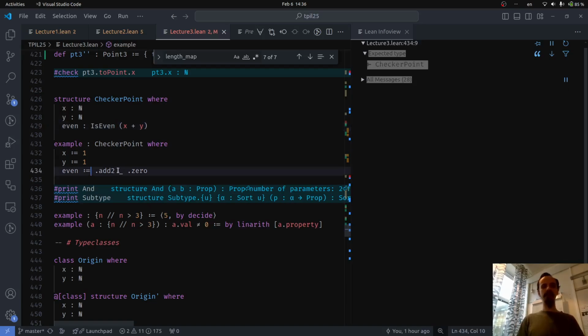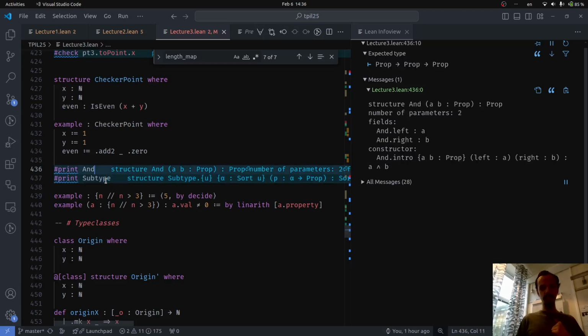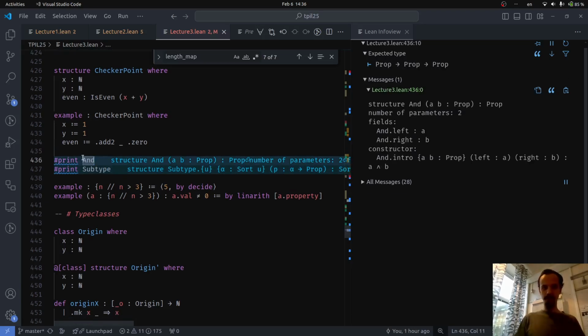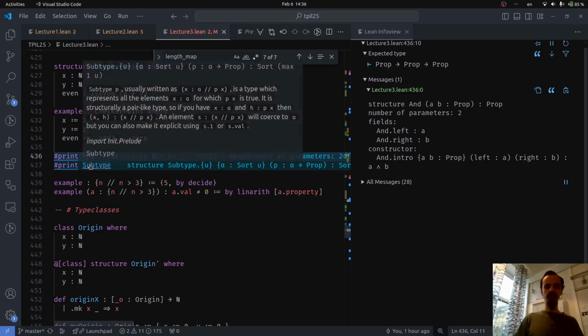And then when we're constructing one, we give it x and y, and then here we have to prove that 1 plus 1 is even, so we give it a proof. Okay, so yeah, now we understand why and is a structure, and also subtype.